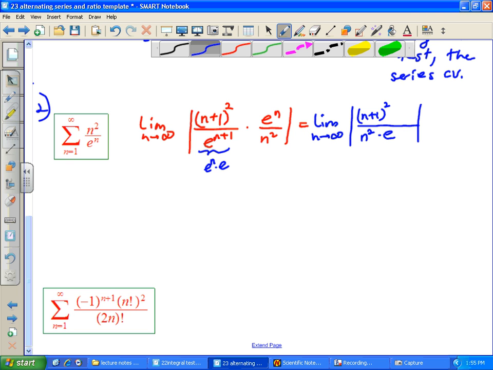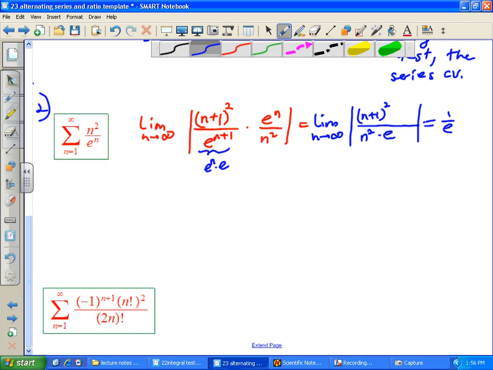Okay, now I didn't expand the n plus 1 squared because all I need to know is that there's an n squared term on the top and an n squared term on the bottom. My degrees are the same. So as you're taking a limit, what would the limit be? It would be the ratio of the leading coefficients, right? On the top you have an n squared, on the bottom e times n squared. So what will the answer be? 1 over e.